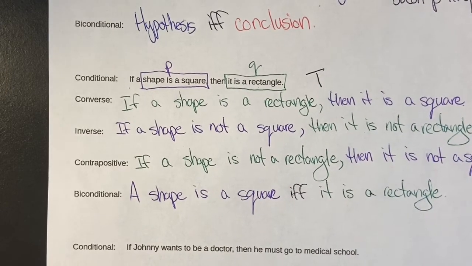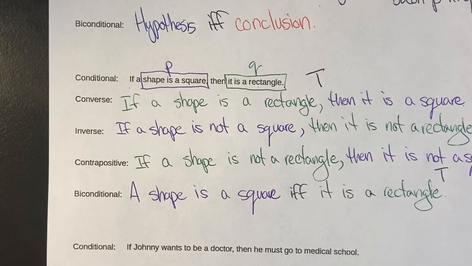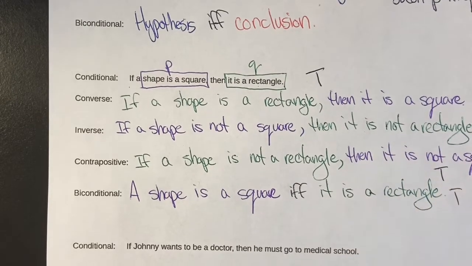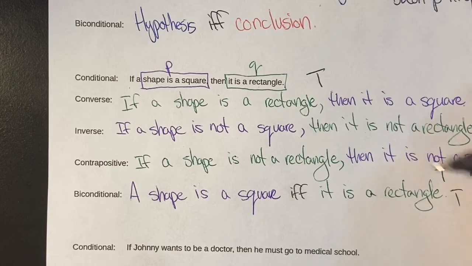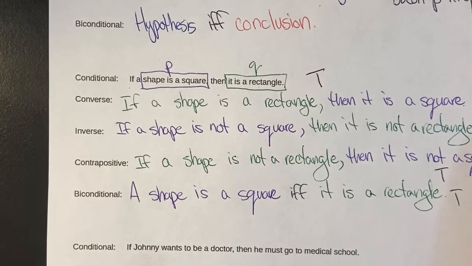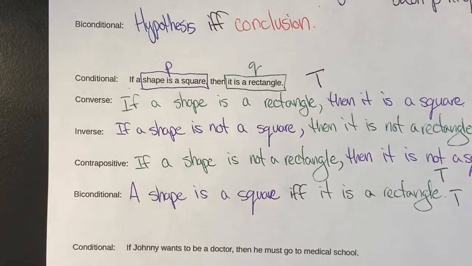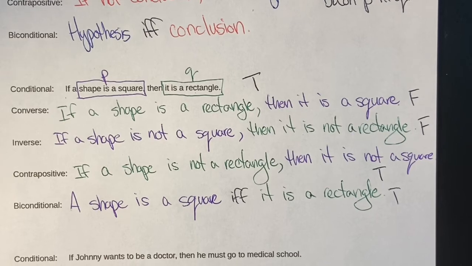If a shape is not a rectangle, then it is not a square. Well, that's true. If it's not a rectangle, then it can't be a square because a square is a type of rectangle. So that's true. And a shape is a square if and only if it's a rectangle. That's true. So fun fact, the conditional and the contrapositive are always going to be the same truth value. And the inverse and the converse are also always going to be the same truth value.